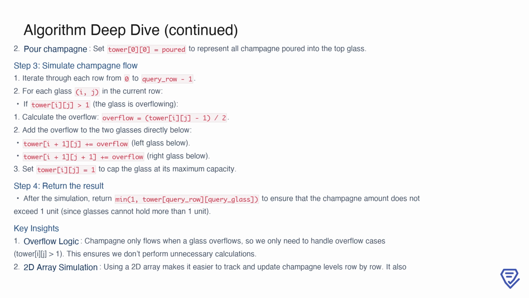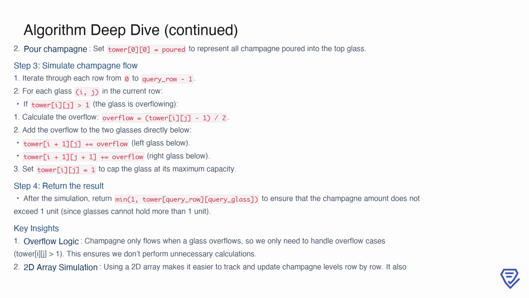To begin the simulation, we pour champagne into the topmost glass by setting the first cell of the array, tower[0][0], to the total amount poured. From there, we simulate the flow of champagne row by row. For each glass, if the amount exceeds 1 unit, the overflow is calculated as the excess divided by 2. This overflow is then distributed to the 2 glasses directly below, one to the left and the other to the right. Specifically, the overflow is added to the values at tower[i+1][j] for the left glass and tower[i+1][j+1] for the right glass. The current glass is then capped at 1 unit, as it cannot hold more than that.